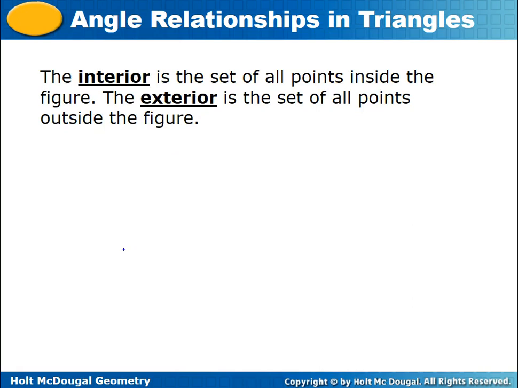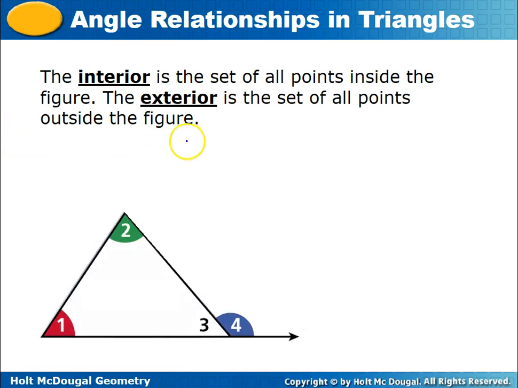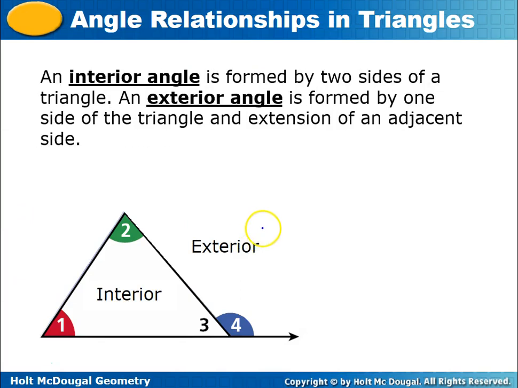So our next concept has to do with interior angles and exterior angles. Okay, so interior is obviously the set of all points inside the figure, and exterior is the set of all points outside the figure. So interior is inside here, exterior is out here anywhere outside. An interior angle is formed when two sides of a triangle meet. So basically these interior angles are 1, 2, and 3. Exterior is out here, so an exterior angle again is formed by one side of the triangle and an extension of an adjacent side. So that's what this 4 is out here.